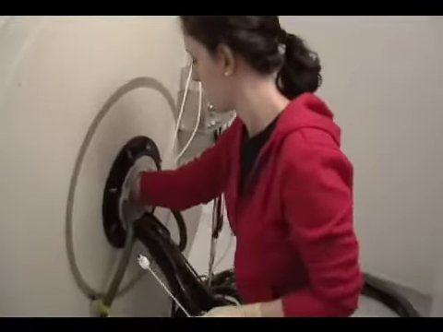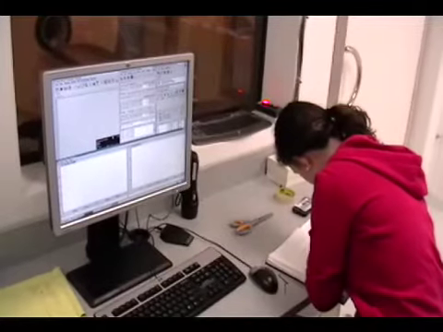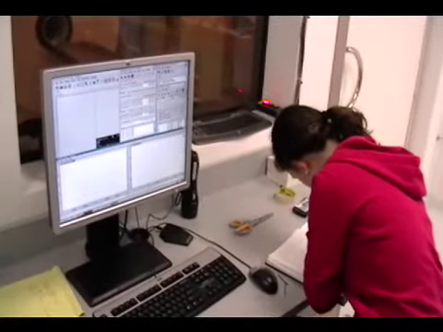The rods are removed and the setup of the quad coil is complete. Scanning can now begin.